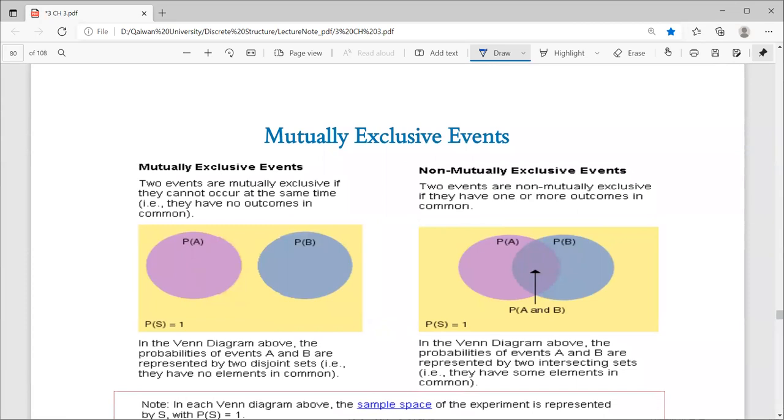Here you have mutually exclusive events and non-mutually exclusive events. This is non-mutually exclusive events. As you see, for events A and B, there is intersection between them. There is common between them. If there's common between them, we apply the previous rule. But if there is no common between events A and B, that means their intersection is an empty set, we just say the probability of A union B, or A or B, is probability of A plus probability of B. That's all.